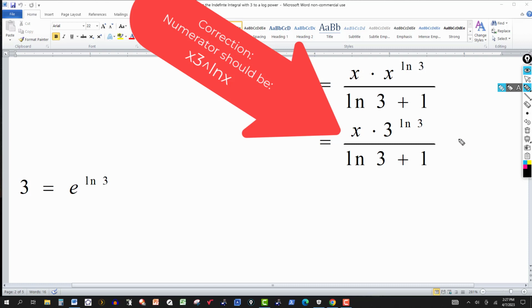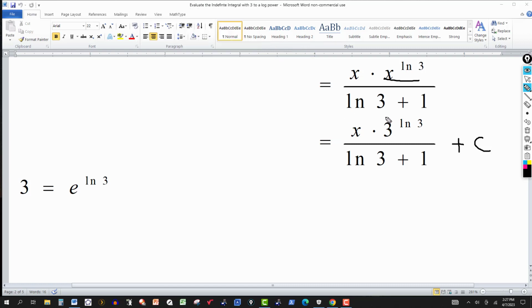So this is your answer, plus your constant of integration. The x's came down, ln of 3 plus 1 and the denominator stayed the same, and all we're doing here is saying that x to the ln of 3, based on the substitution we went through, is the same thing as the original integrand, 3 to the ln of 3.